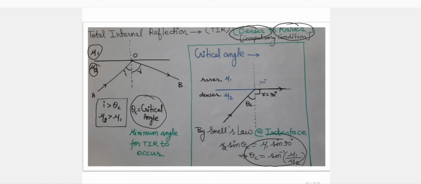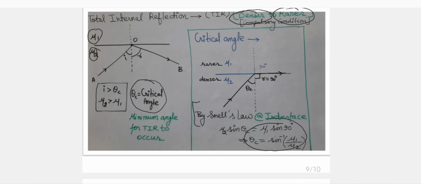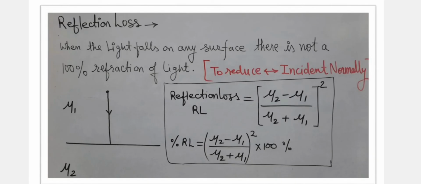Okay, so this is a very simple topic and very easy questions are there. All you need to know is how to apply Snell's law, what the limiting condition for the critical angle is, and what happens to our light ray once we cross the critical angle.